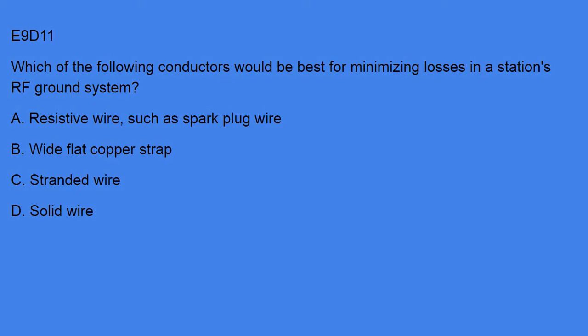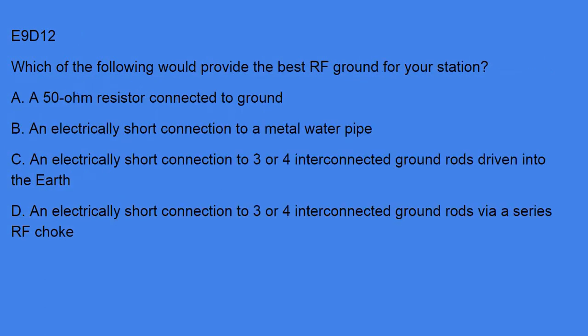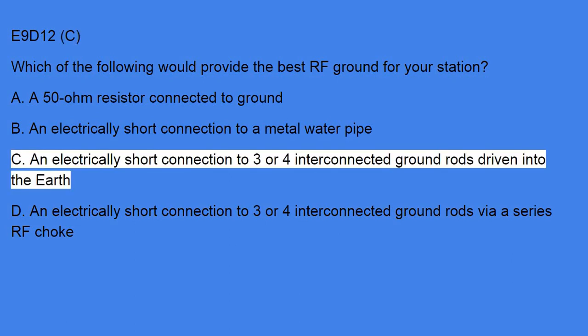E9D11, which of the following conductors would be best for minimizing losses in a station's RF ground system? That is, wide, flat copper strap. E9D12, which of the following would provide the best RF ground for your station? That's an electrically short connection to three or four interconnected ground rods driven into the earth.